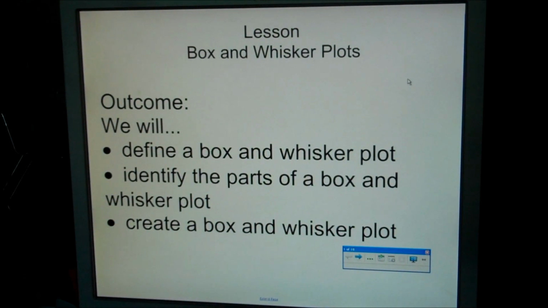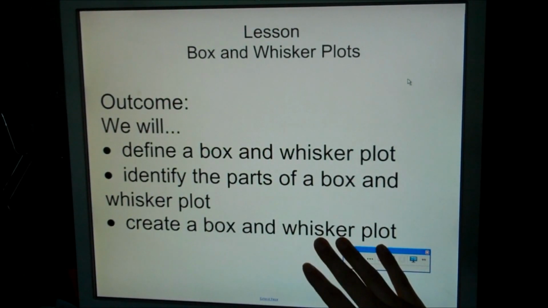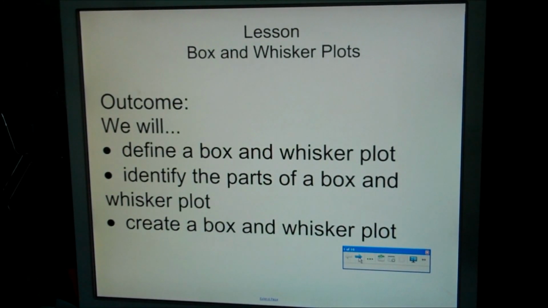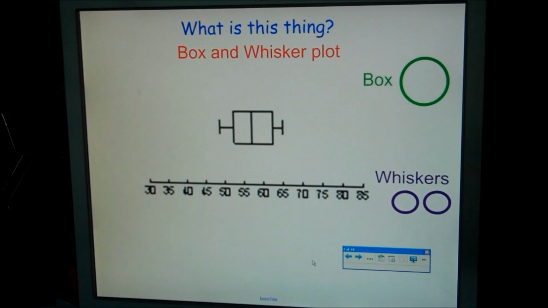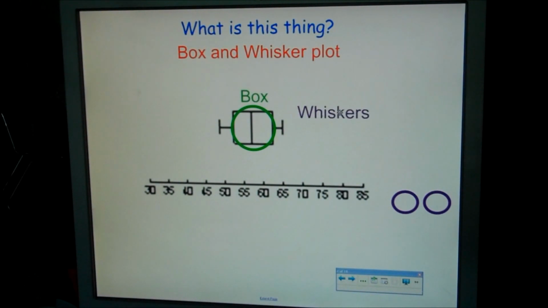Okay? We're going to define what in the world is a box and whisker plot. We're going to identify the parts, and then we're going to actually create one. Stick with me. This one might be a teensy bit long. Here we go. Box and whisker plot. What is this thing? Well, it looks like that. You have a thing called a box. That's this part. Then you got some whiskers. That would be these little things right here, sticking outside of that.